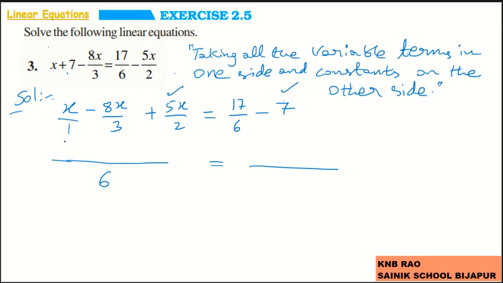Therefore, I will have x by 1 giving us 6x, as 1 in 6 for 6 times, 6 into x. Minus 8x by 3 will give us 16x, since 3 in 6 for twice, and 2 multiplied to 8x gives 16x. Further, plus 5x by 2 gives me plus 15x, as 2 in 6 for thrice, that 3 multiplied to 5x gives 15x.